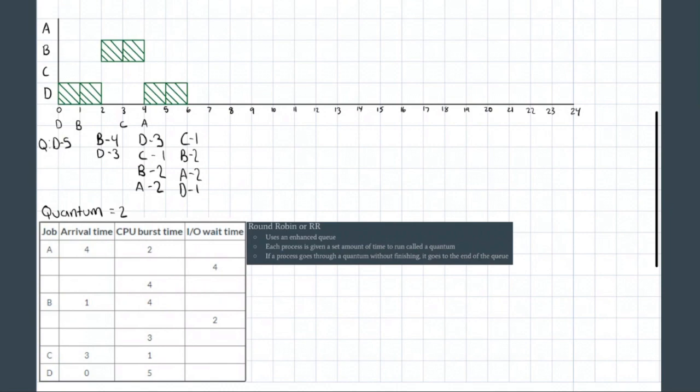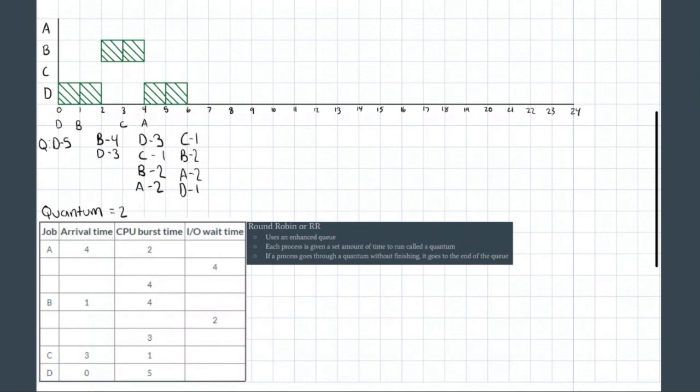And C arrived in the queue while B was still running at time 3, so C's next. And now since B just finished and A also arrived at the same time, remember for our tiebreaker, whatever job just finished will be put in front of the newly arriving job, even if it's at the same time. So B gets put next and then A. Did that help clarify?